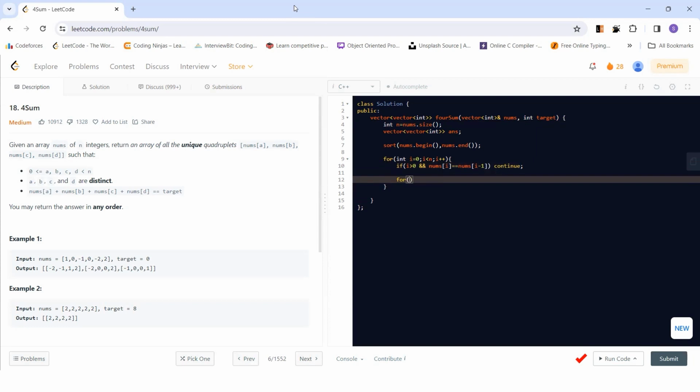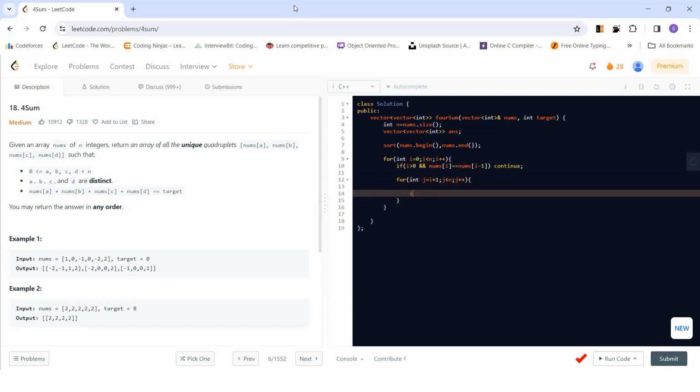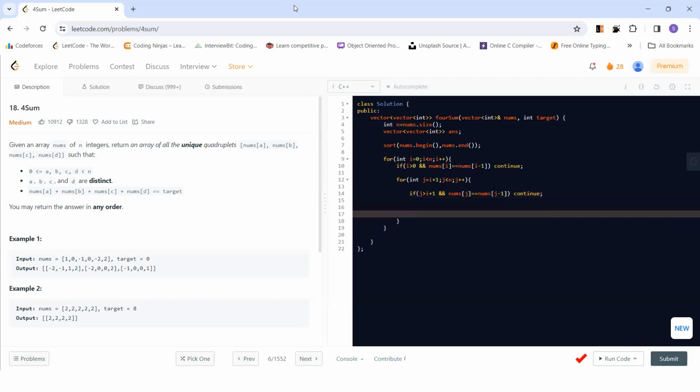Now we'll try to run the second loop, j from i plus 1, right? And j also less than n and j plus plus. Now again, we'll try to avoid the duplicates for the j also. Same thing, j greater than i plus 1 this time, and nums of j equal nums of j minus 1. These both loops are for avoiding the duplicate elements so that we don't need to use any other data structure, right?